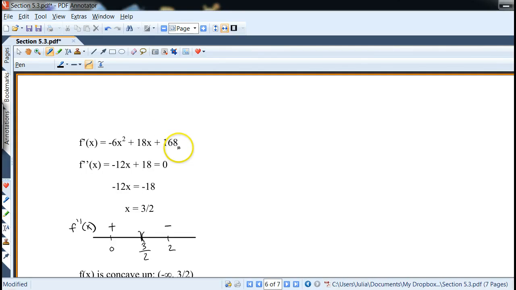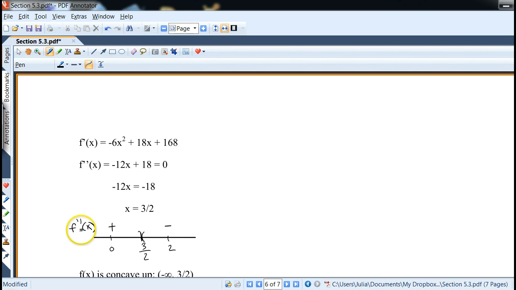So notice how I took the first derivative of the original function, then the second derivative, then we can set that equal to 0. Notice how we can move 18 to the other side. And so negative 18 divided by negative 12, we'll get positive 3/2. So now I plot this on the number line.